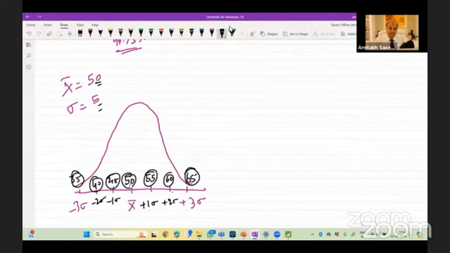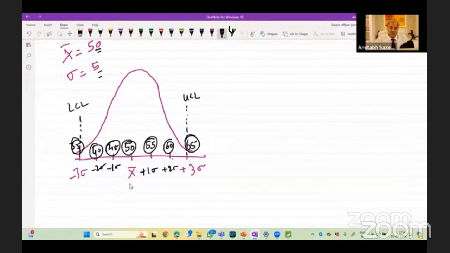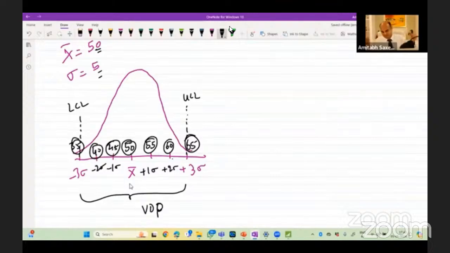Now this plus or minus 3 times standard deviation is known as control limits, also known as LCL and UCL: lower control limit and upper control limit. This is not the voice of customer; we call it the voice of process. Voice of process means my recruitment process is telling me that I am going to recruit an employee in our process between 35 days to 65 days.